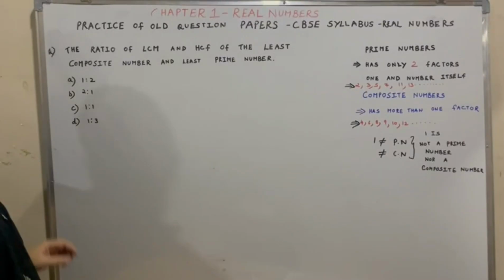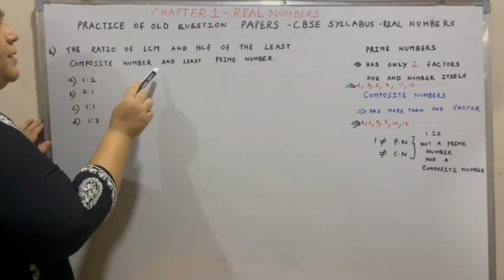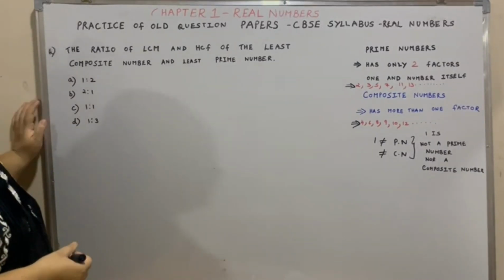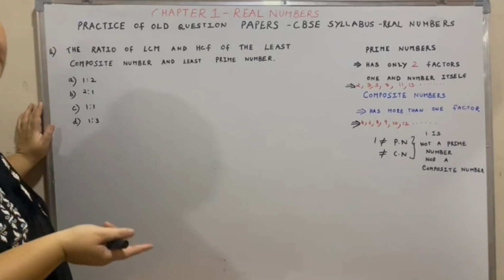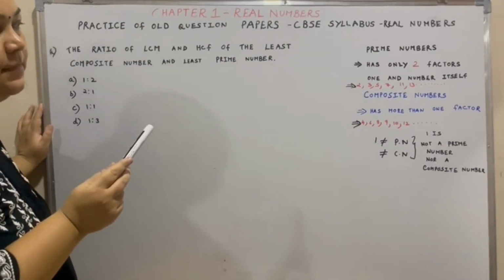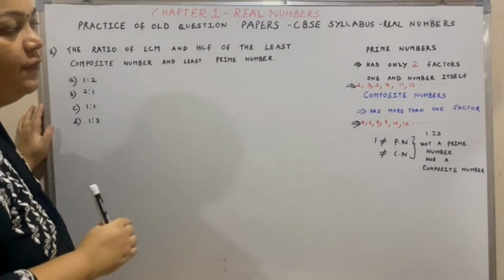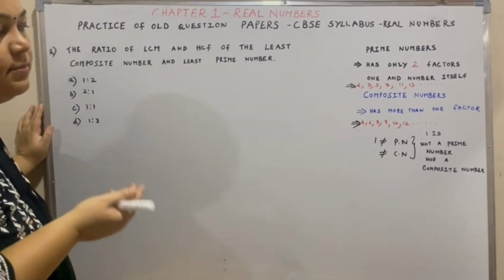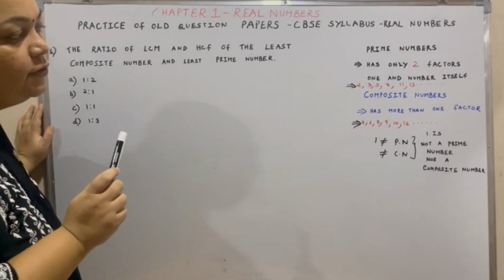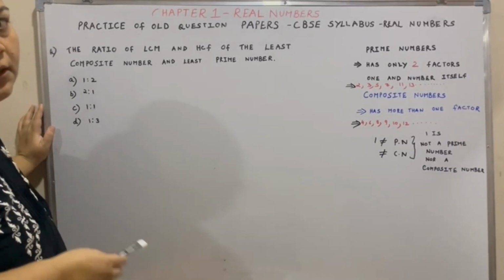Okay, the next question is: the ratio of LCM and HCF of the least composite number and the least prime number. So what is a prime number? A prime number has only two factors, 1 and the number itself. 2, 3, 5, 7, 11 and 13 are prime numbers. And what is a composite number? One which has more than two factors. So 4 has more than two factors, 6 has more than two factors. So 4, 6, 8, 9, 10, 12 are composite numbers. And 1 is neither a prime number nor a composite number.